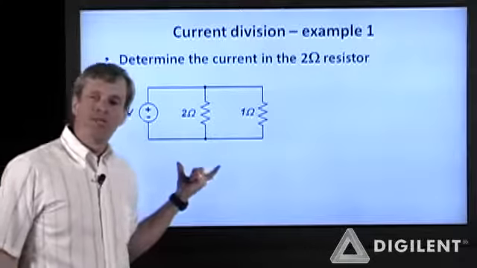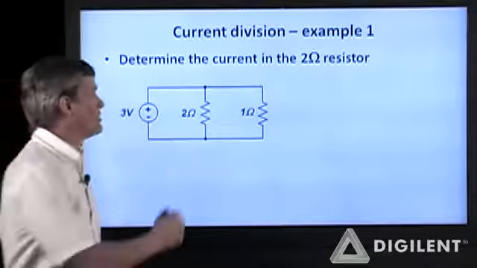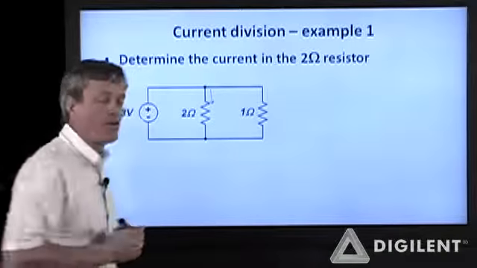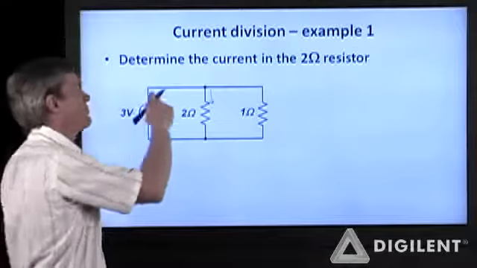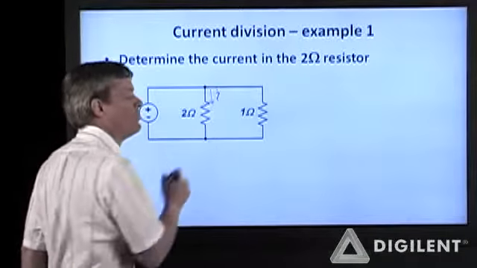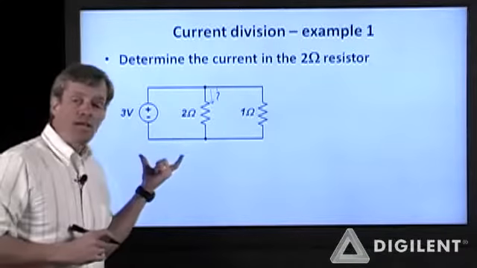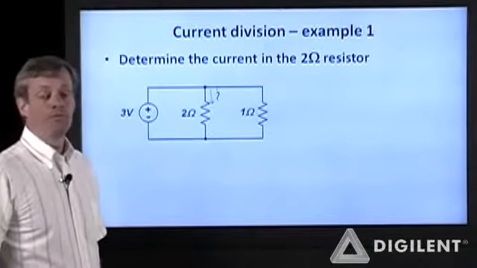Okay, let's use our current divider formula to determine the current in the 2 ohm resistor. We want this current. If we're going to use our current divider, we need to determine the total current in and then use a current divider to find this current from that total current. Take a shot at that, come back, then you can watch me do it.